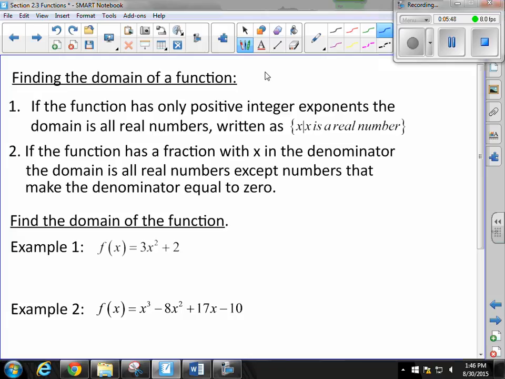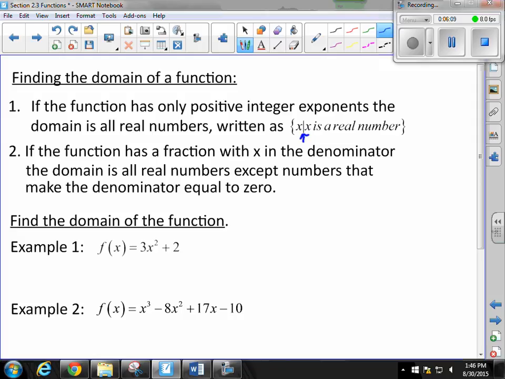So when you're finding the domain of a function without the graph, it says if the function has only positive integer exponents, the domain is the set of all real numbers. And we write it with set braces, the set of x, and this little vertical line means such that x is a real number.